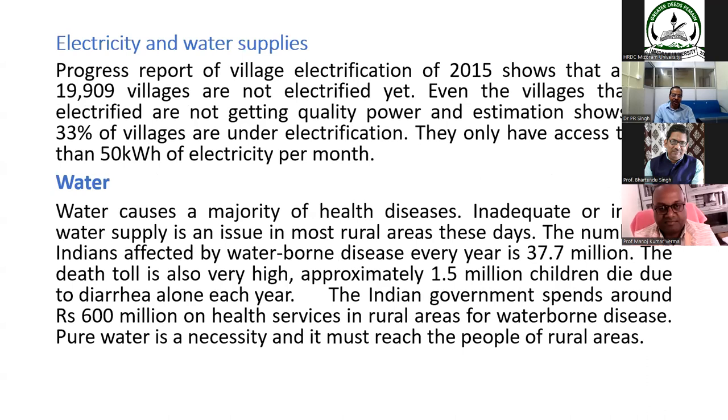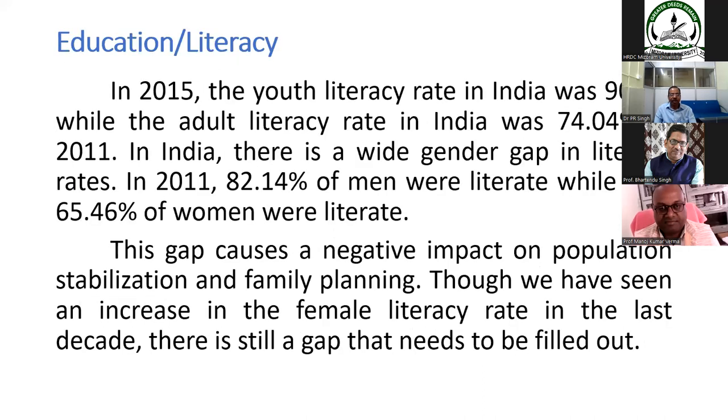Electricity and water supply are also a challenge. The Government of India started the Nal Jal Yojana, but we are not providing drinkable water to the entire population. A large part of our population is not receiving electricity for 24 hours. Then water, and then education and literacy.